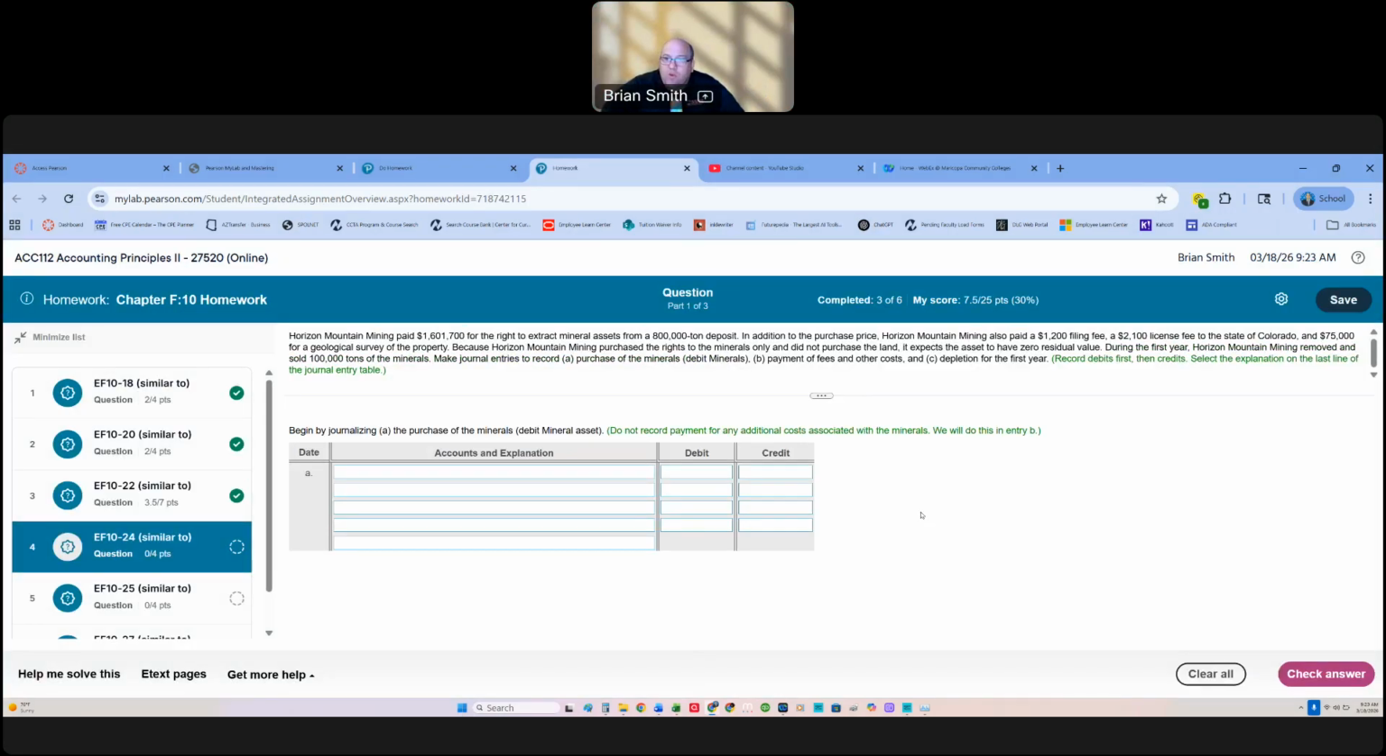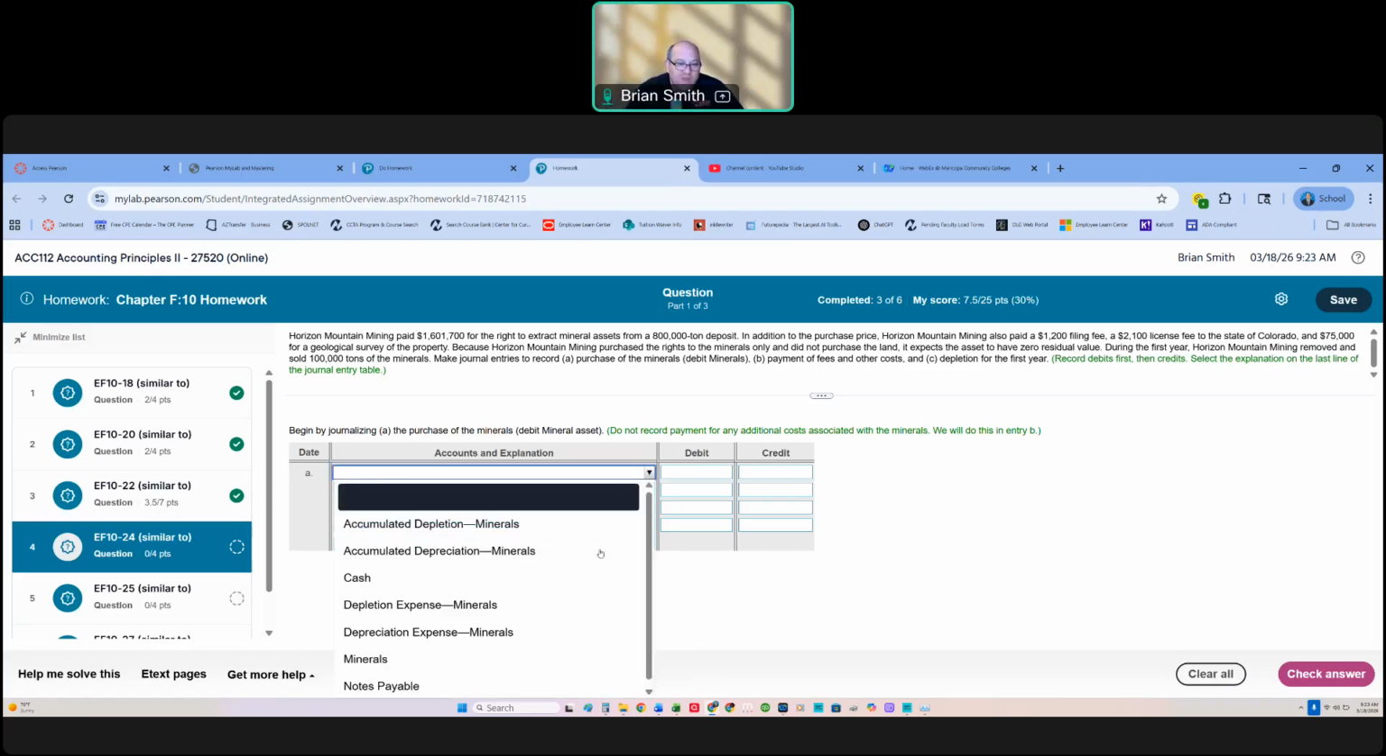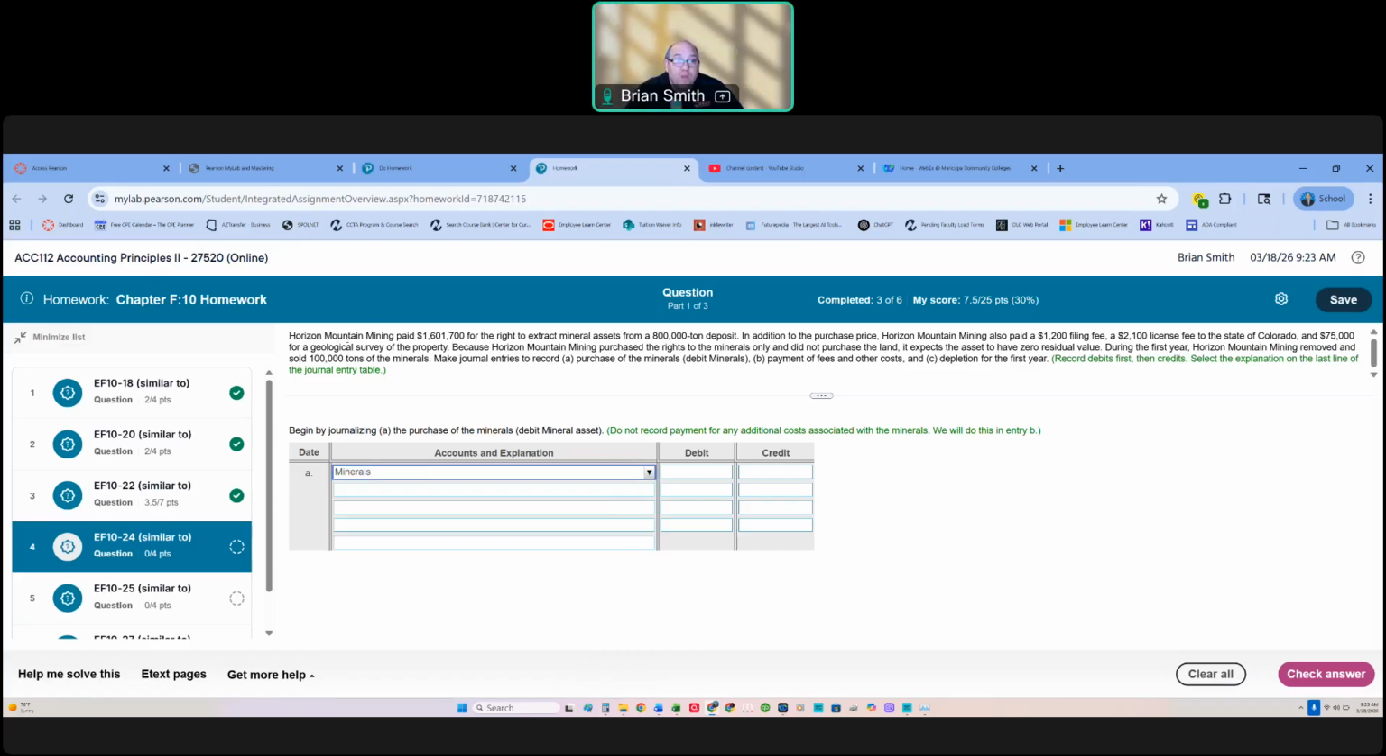Minerals. Okay, so we're doing basically the units of production method on this. Begin by journalizing the purchase of the minerals. It says to debit the minerals asset. All right. Paid 1 million. All this rights to extract from A to K.